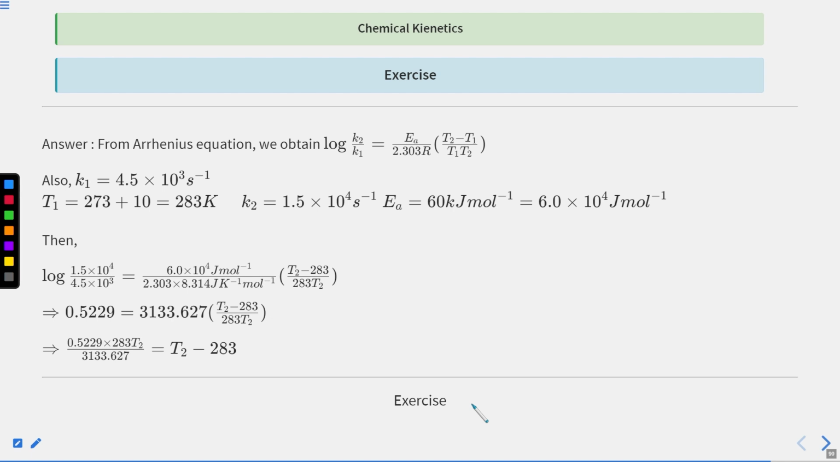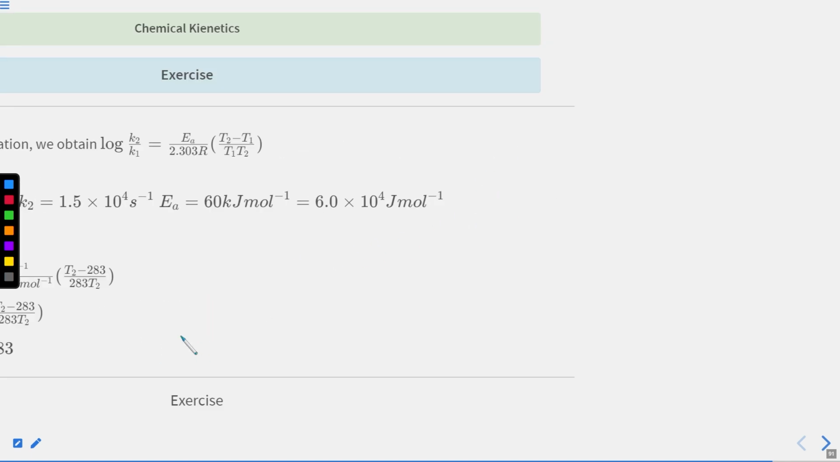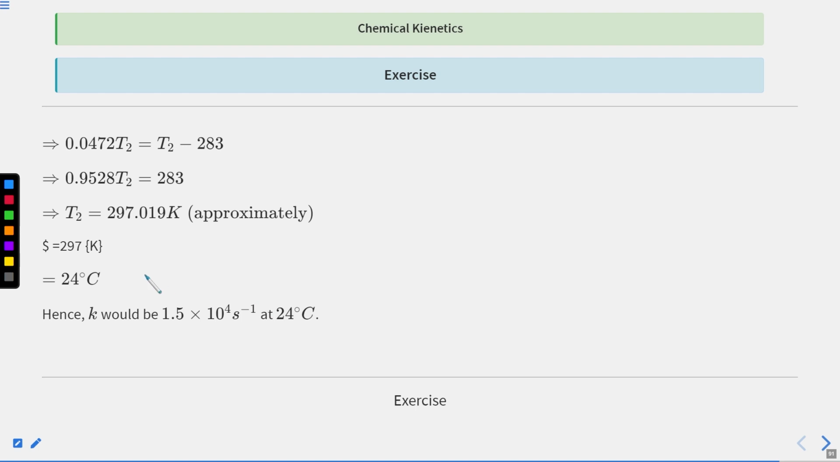Solution says that from the Arrhenius equation, we obtained this equation. We perform this to get our value of T2 in Kelvin. If you want, you can calculate it in degrees Celsius also. Just subtract 273, that gives 24 degrees Celsius.